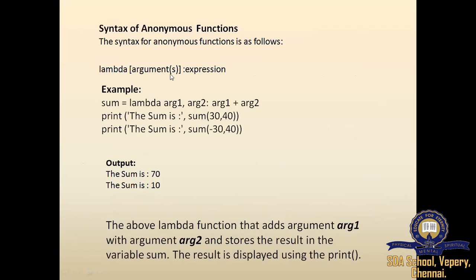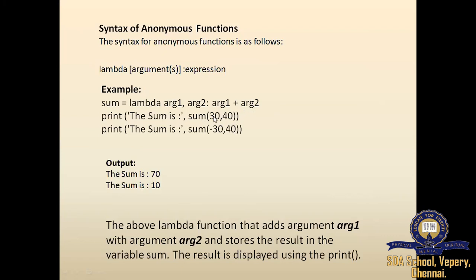Lambda, arguments, colon, expression. Look at this example here. sum equal to lambda argument1, argument2, colon, expression: argument1 plus argument2. See, there is no function name here, but I am able to receive 2 arguments. sum is the name of the variable which is going to pass these 2 values, and they will be received by your lambda, and the arguments will be summed up and kept in your variable sum.